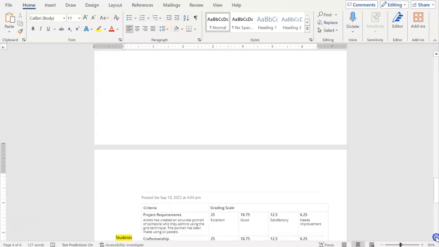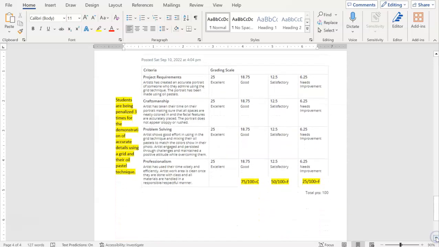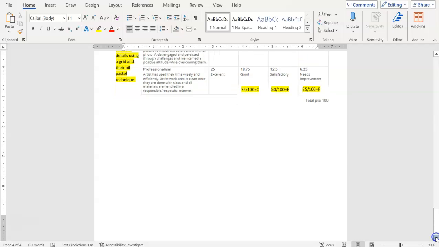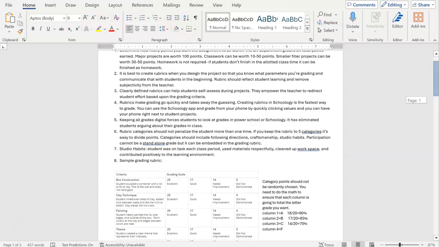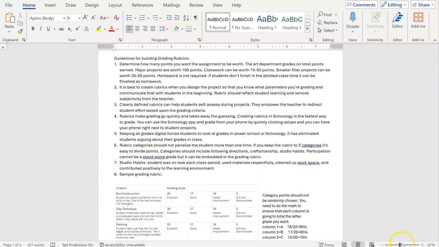And then this last one, again, the numbers are off on that one. But in this example, the students are being penalized 3 times for the demonstration of accurate use of details using a grid and their oil pastel technique, because that is mentioned in project requirements, craftsmanship, and problem solving. So that needed to be eliminated from 2 of those 3 categories so that it's only one place where they're being penalized. So I think it can help to look at rubrics that had problems before we then move into some ways to really create successful rubrics.